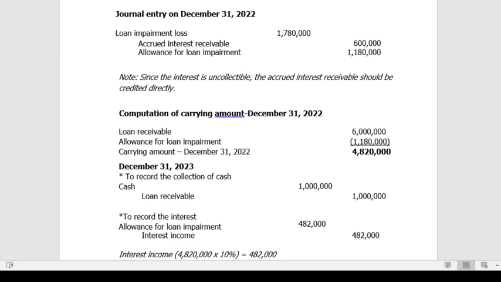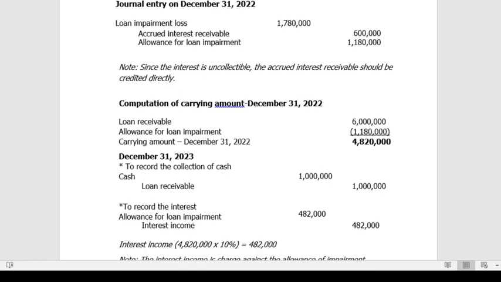Next, computation of the carrying amount, December 31, 2022. So, the loan receivable, ang sabi kanina, ay 6 million na lang dahil nakapagbayad na ng 4 million. Allowance for loan impairment, 1,180,000. So, ang carrying amount mo na lang ngayon ay 4,820,000.